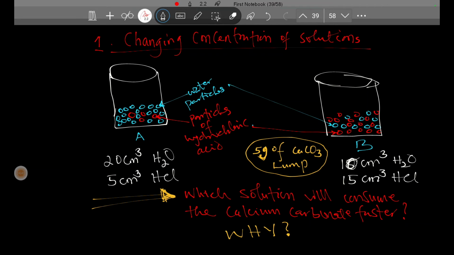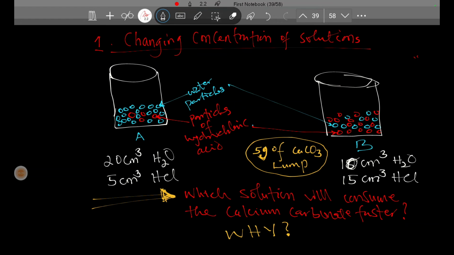How changing the concentration of solution affects the rate of chemical reaction. There is an example here. Two beakers, A and B. Beaker A contains 25 cm³ of aqueous hydrochloric acid, and beaker B also contains 25 cm³ of aqueous hydrochloric acid. We see the water particles and the hydrochloric acid particles in A and B.